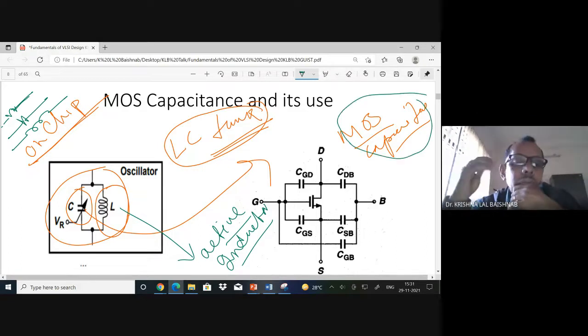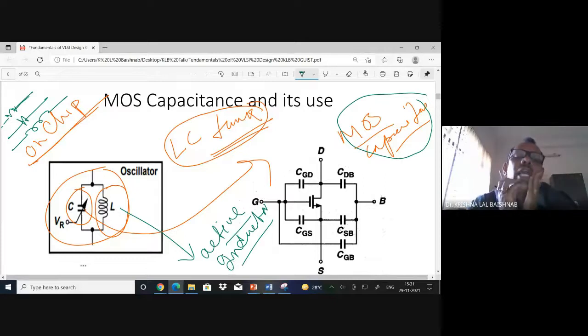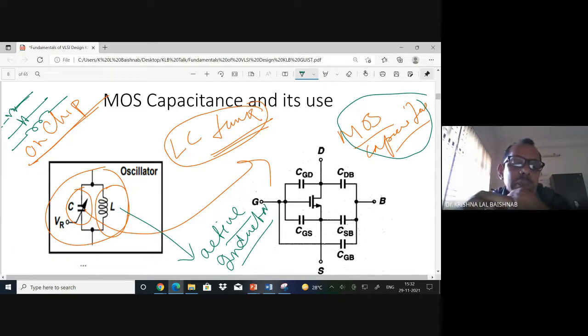It is very well known that MOS can be used as a capacitor, MOS can be used as a resistance, and MOS can be used as an inductor. This is the theme of analog circuit design: how can I use MOS as a resistance, as a capacitance, and as an inductor? MOS as an inductor basically takes a lot of silicon area.